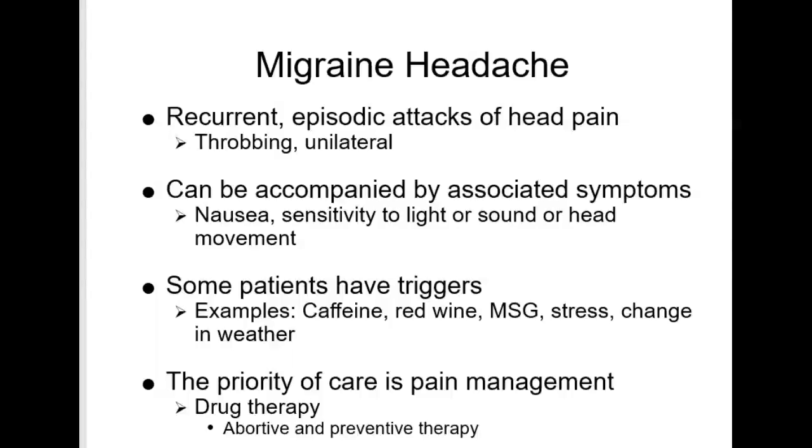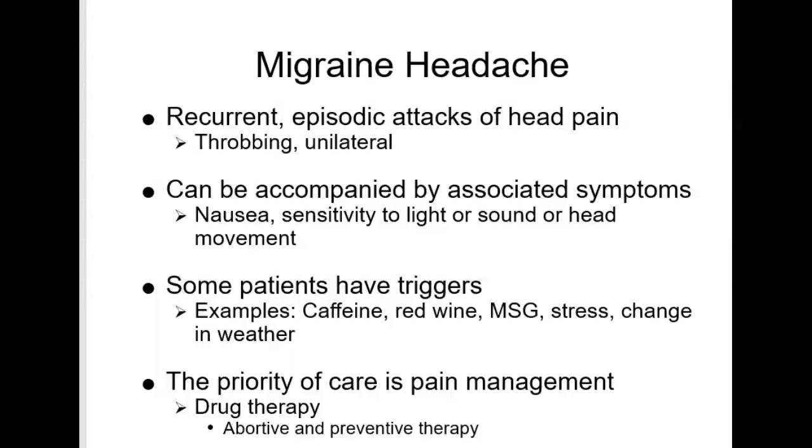This recording will go over migraine headaches. Migraine headache pain is usually described as throbbing and unilateral, affecting just one side of the head. Migraines can be accompanied by associated symptoms such as nausea or sensitivity to light, sound, or head movement, and can last for 4 to 72 hours. They are also associated with auras, which we'll talk about shortly.